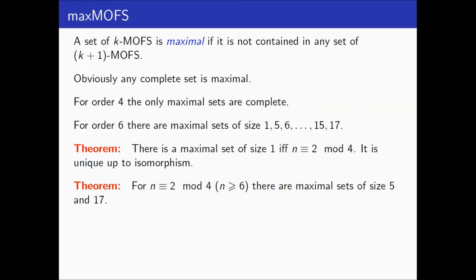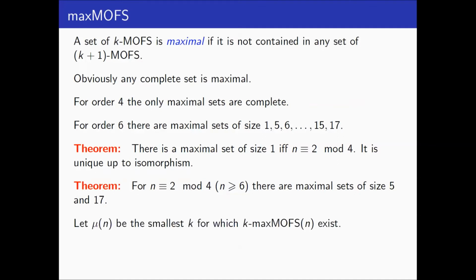For orders that are 2 mod 4, we constructed maximal sets of size 5 and 17 using the extremes of the ones up here for order 6 and embedding them in larger structures. This is somewhat notable because this 17 was considerably higher than anyone had even managed to build, regardless of maximality or not. So that was improving the bounds known there, given that we don't have a general construction in that case. Hadamard matrices won't save us.